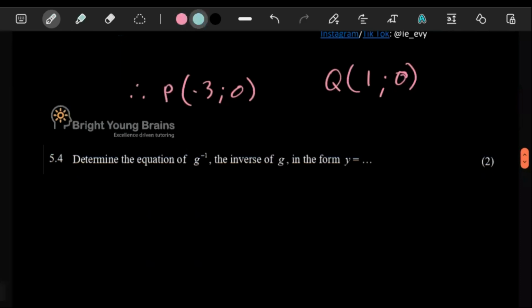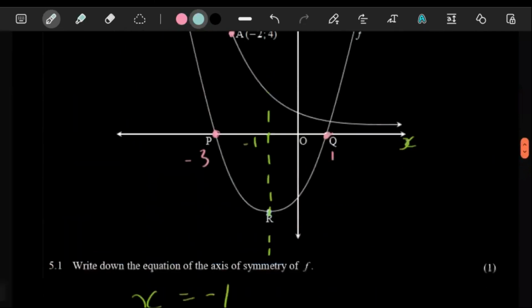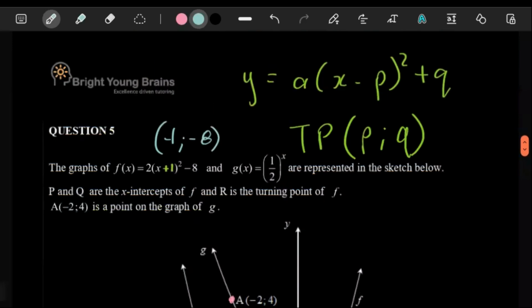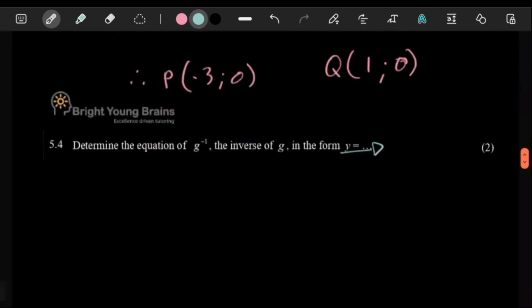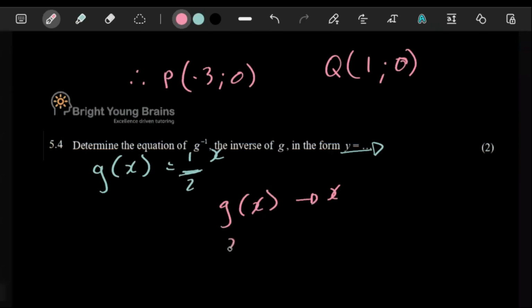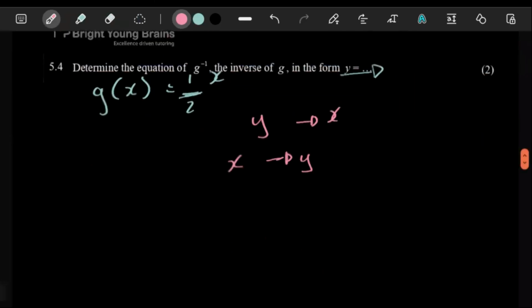Anyways, for 2 marks here, they said we should determine the equation of the inverse of G in the form y. So getting the inverse of G, not a hassle at all. Here is just a half to the power of x. That's the original equation. So if your original equation has a half to the power of x, remember inverse just means that you swap around x and y, you see. So y becomes x, x becomes y.